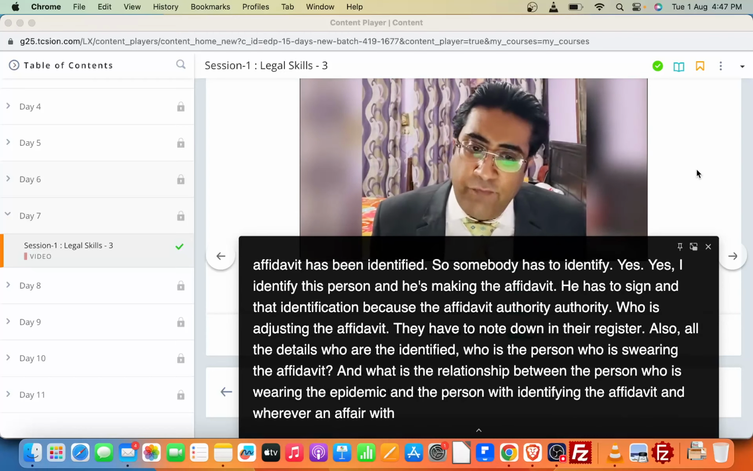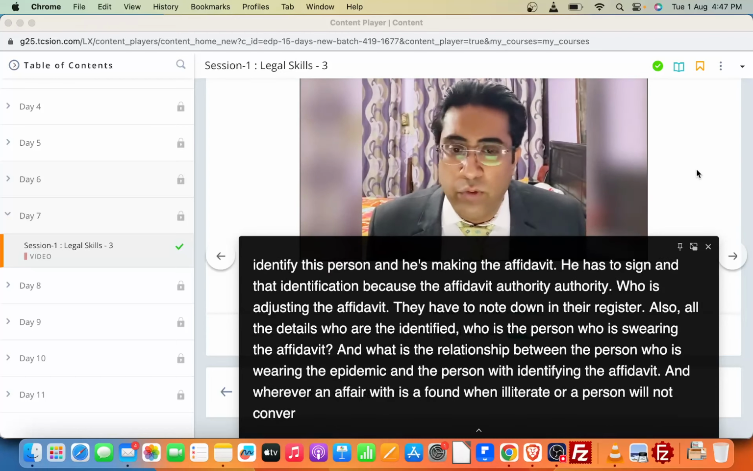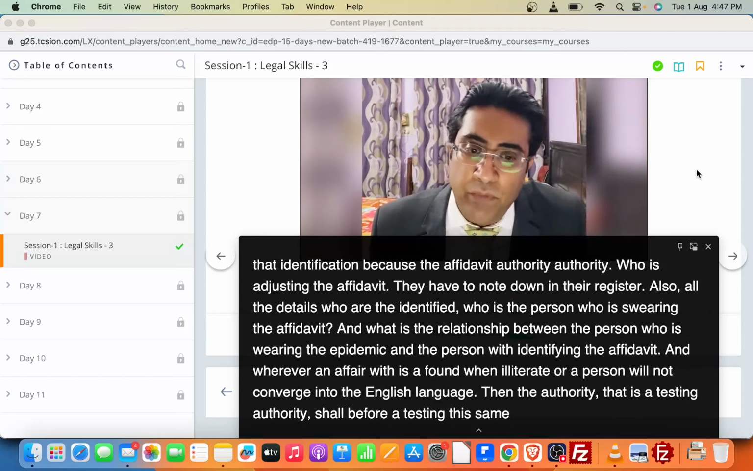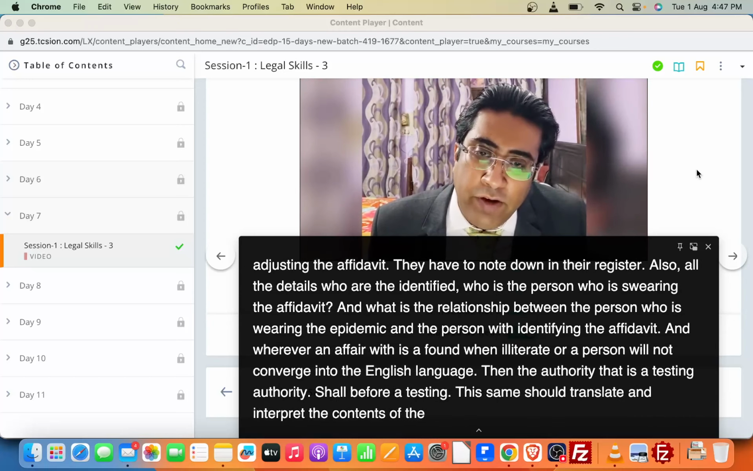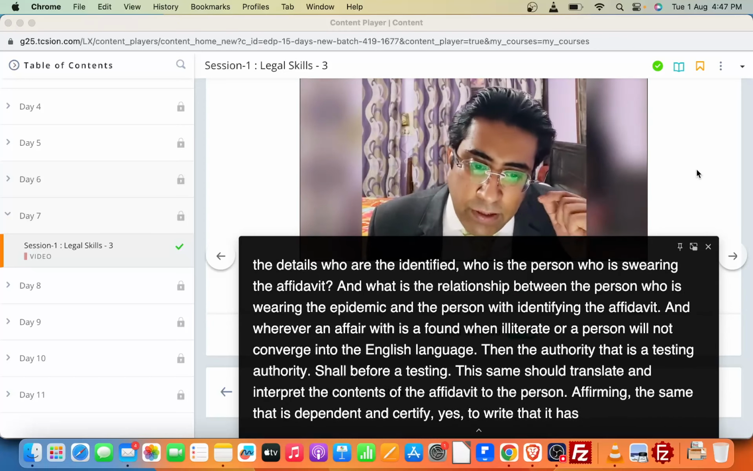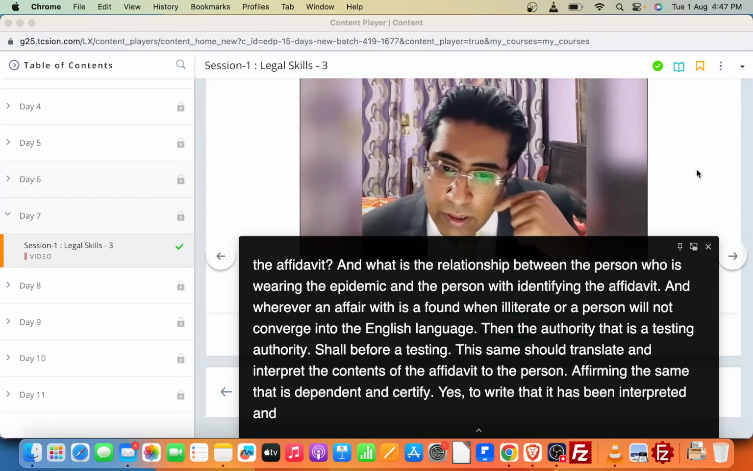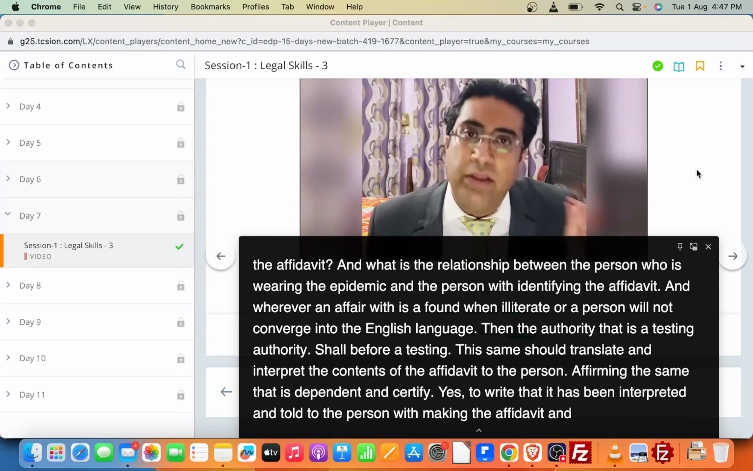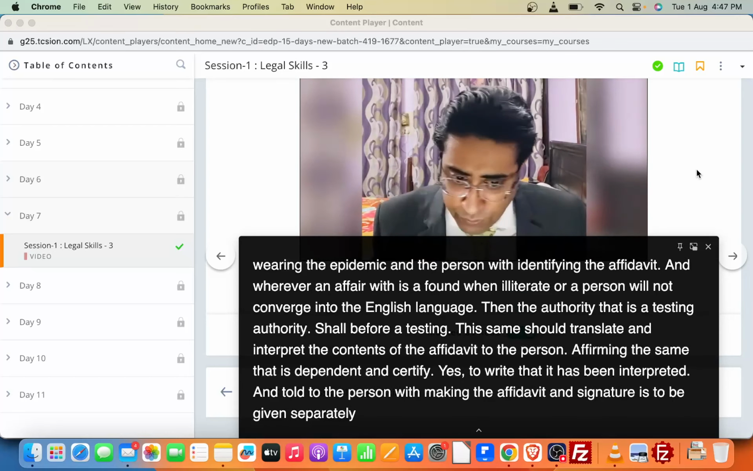And wherever an affidavit is affirmed by an illiterate or a person who is not conversant with the English language, then the attesting authority shall, before attesting the same, translate and interpret the contents of the affidavit to the person affirming the same, that is the deponent, and certify. He has to write that it has been interpreted and told to the person who is making the affidavit, and the signature is to be given separately.